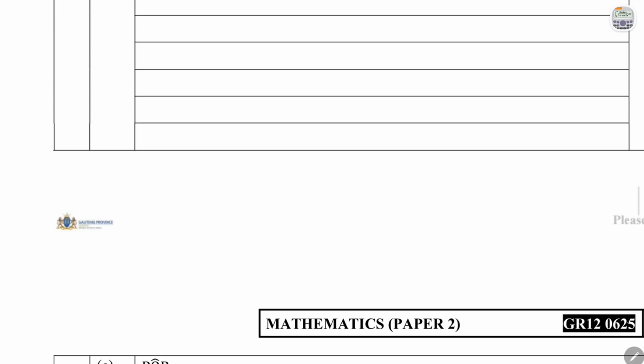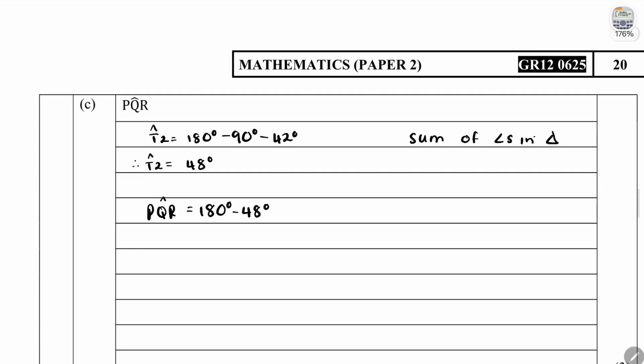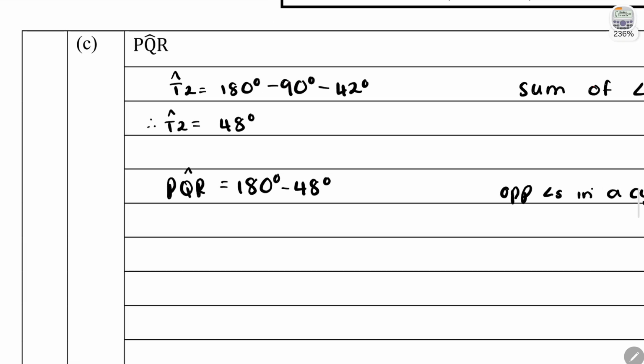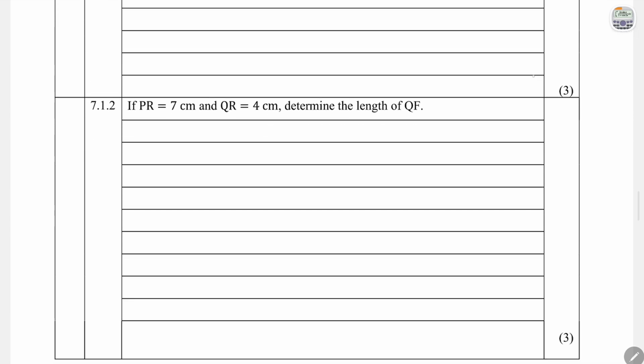So we can simply say that angle PQR would be found by saying 180 degrees minus 48 degrees, and that is because the opposite angles of a cyclic quad add up to 180 degrees. So therefore, angle PQR is equal to 132 degrees, and that is our answer. Moving on to the next question.